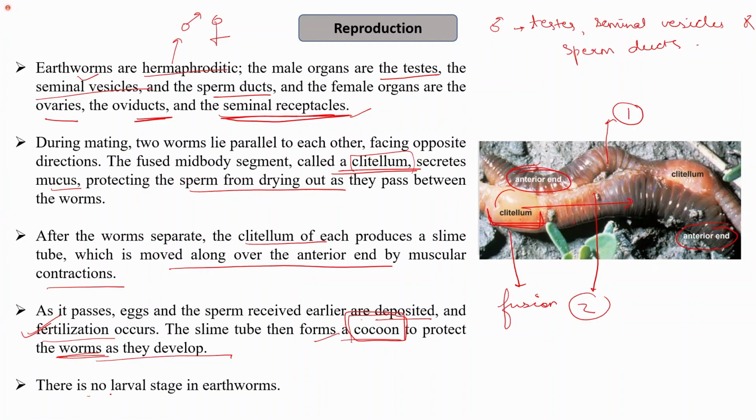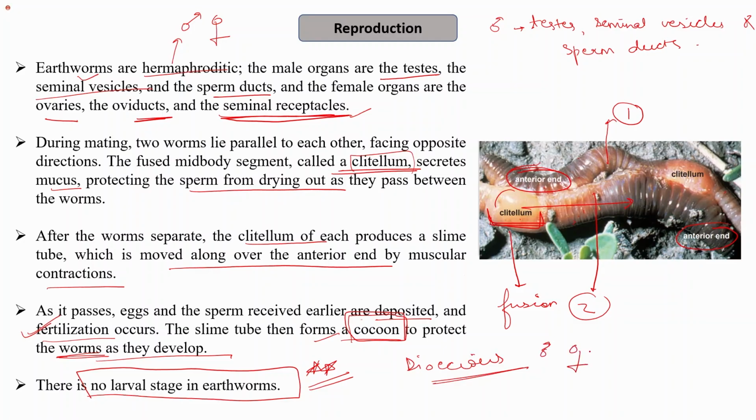There is no larval stage in the earthworm. This is important: in oligochaetes, a larval stage is not there, while you will see that in polychaetes, a larval stage is present. They are monoecious, that is, they have both male and female organs present in the same organism, and they are hermaphrodites. However, cross-fertilization takes place.